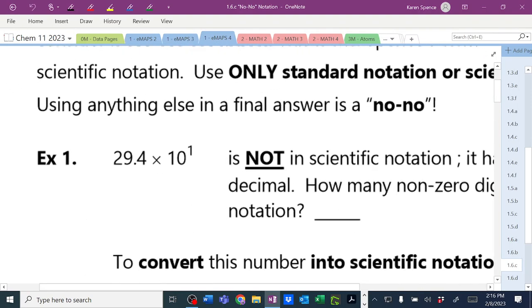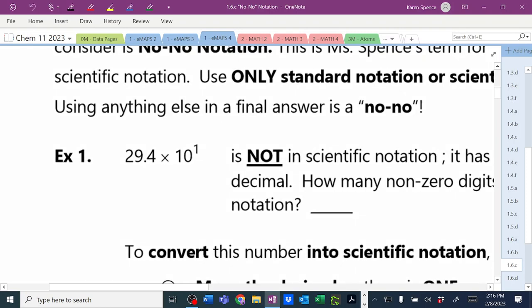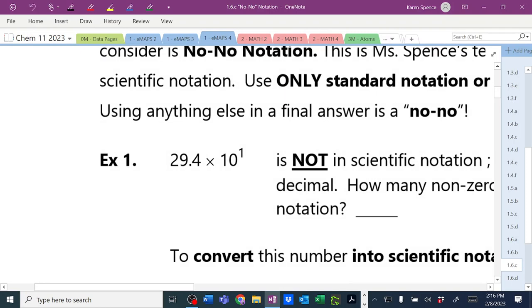So here we have a number in our first example, 29.4. And this number is not in scientific notation. And what I would like you to do is chat with your partner and decide why that number is not in scientific notation. Why is that number not in scientific notation?